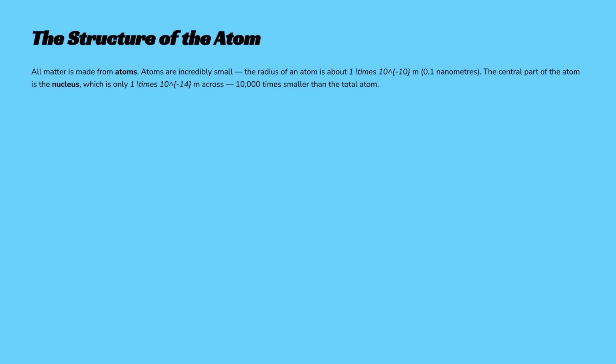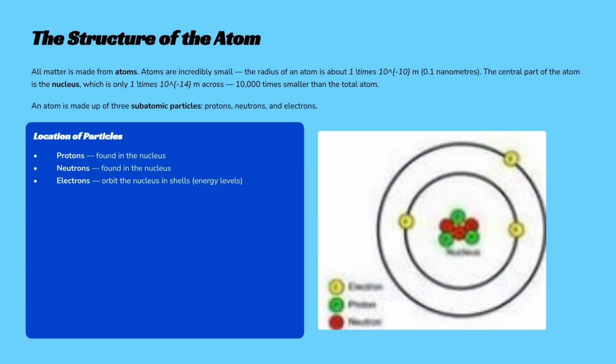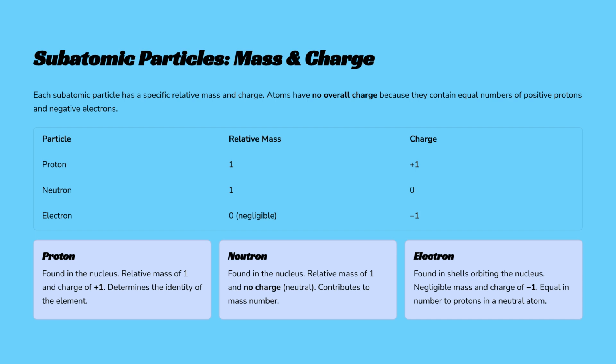The atom consists of subatomic particles, protons and neutrons located in the nucleus, and electrons orbiting in shells. Subatomic particles have distinct relative masses and charges. Protons have a mass of 1 and a charge of +1, neutrons a mass of 1 and no charge, and electrons negligible mass and a charge of -1.